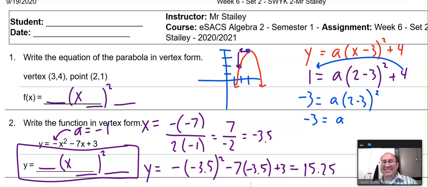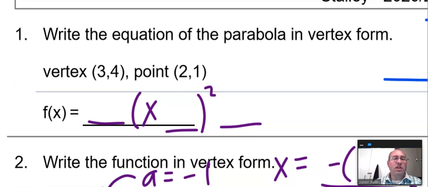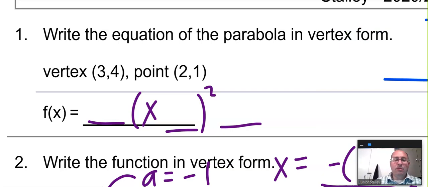All right, week 6, set 2, SWYK 2. So starting with this one, this is a similar type of question, but this one didn't have a picture. Write the equation of a parabola in vertex form, given the vertex. Well, heck, that makes that easy, right?